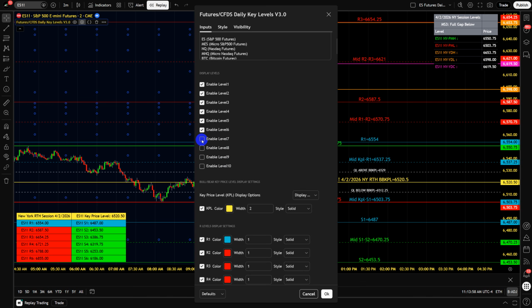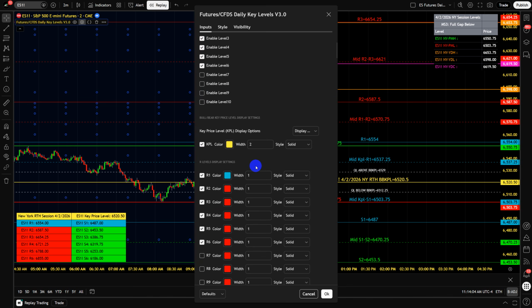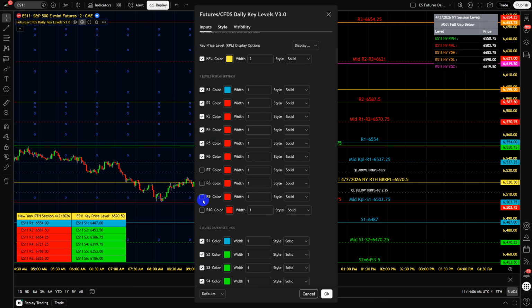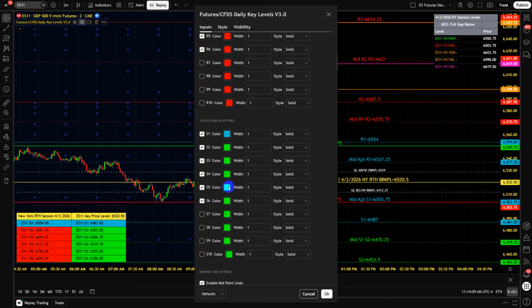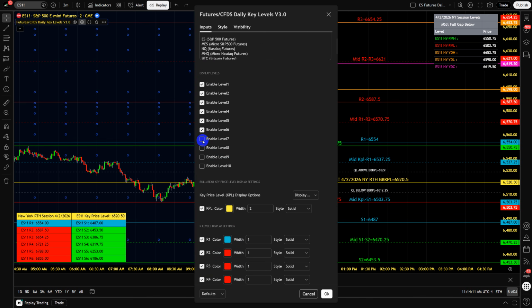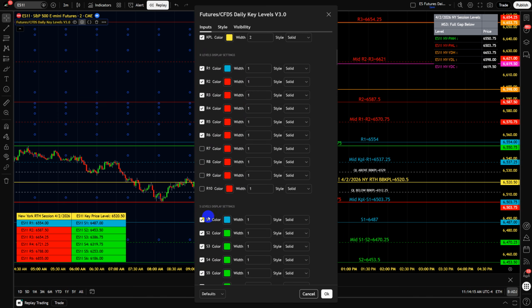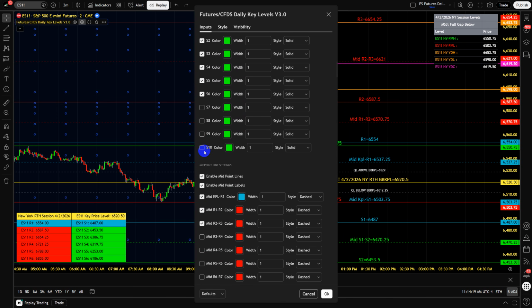If you do turn on additional levels, or whatever levels are checked here, you also need to make sure they're all checked down here. So for example, if we were to turn on 7, 8, 9, and 10, then you just simply need to go down and turn on 7, 8, 9, and 10 here, and 7, 8, 9, and 10 here.